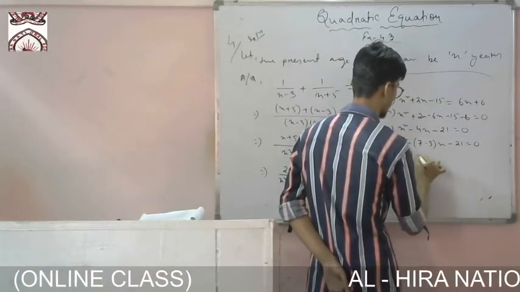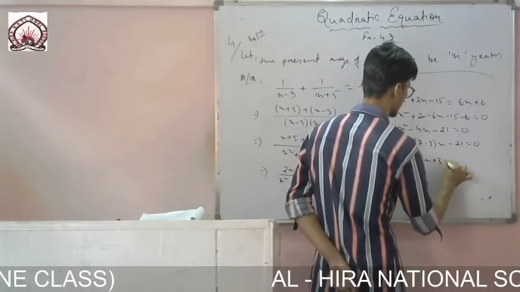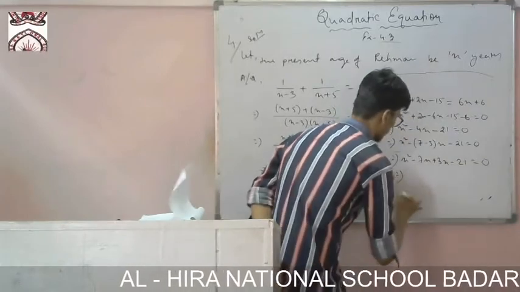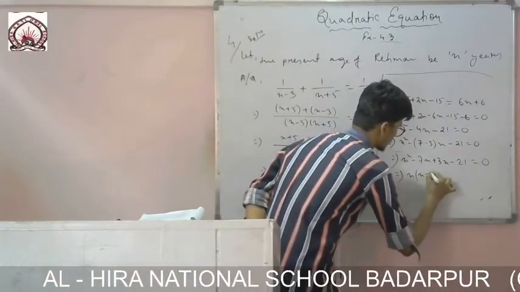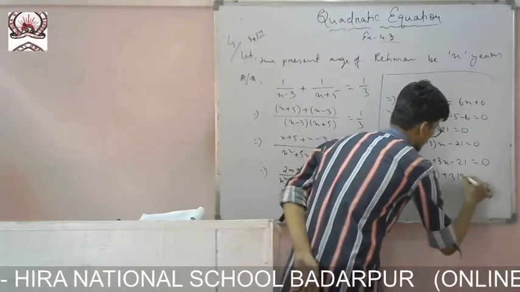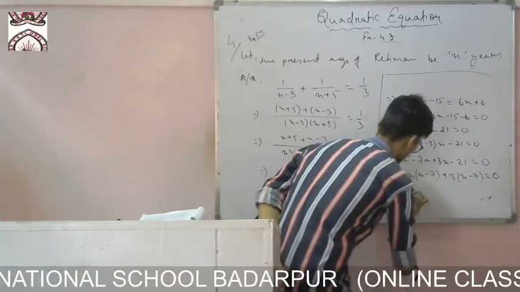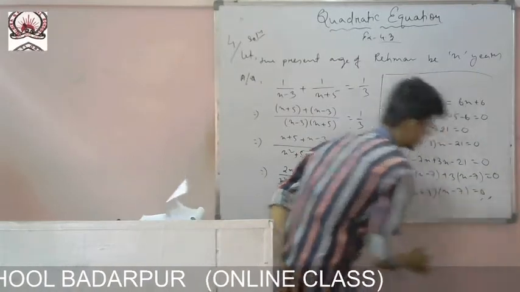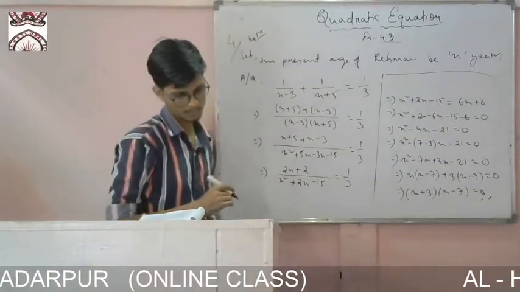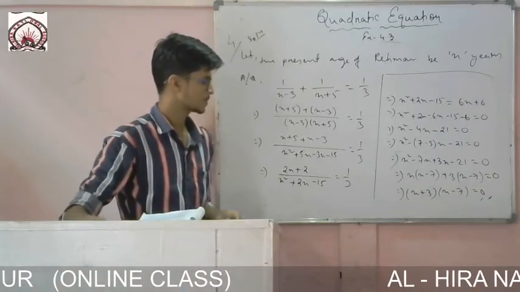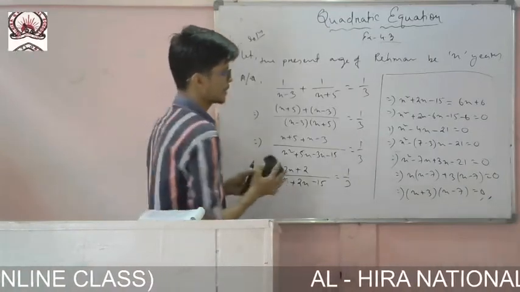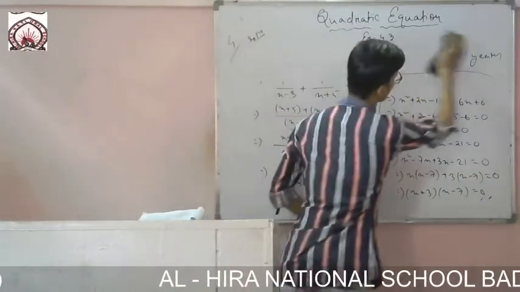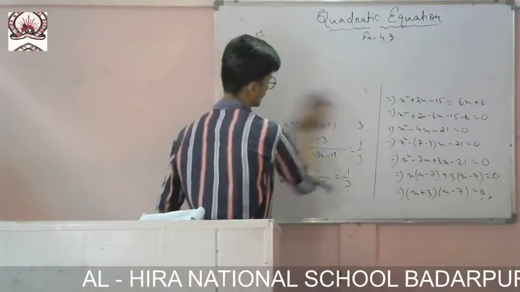So x square minus 7x plus 3x minus 21 equals 0. So x into (x minus 7) plus 3 into (x minus 7) equals 0. So that means (x plus 3)(x minus 7) equals 0. So either x plus 3 equals 0 or x minus 7 equals 0.